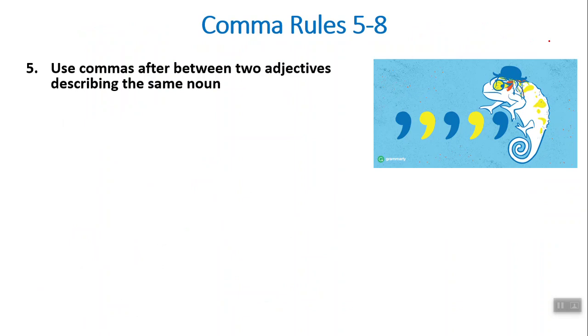So I don't see it that much, but I wanted to bring it up because it's one of the comma rules. So the new, comma, black computer. You wouldn't have the new black computer with no comma because then new would be describing black. Here our comma shows that both of these words are describing, modifying, however you want to put it, the computer. So this is the noun, and these are two adjectives.